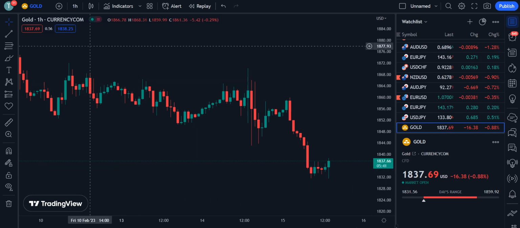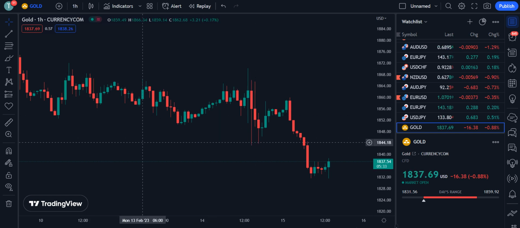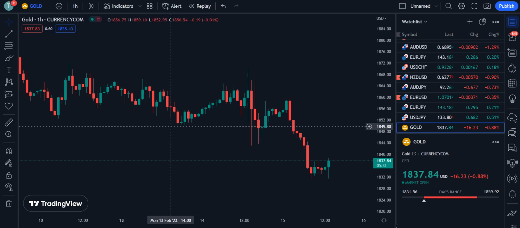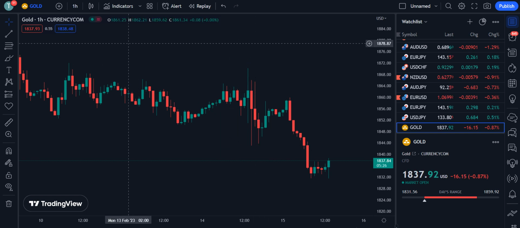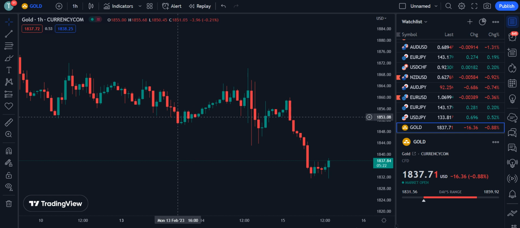Here I will tell you that we are going to use the 1 hour chart time frame. We can also use the 4 hours chart time frame, as this time frame has very stable market conditions for the gold trade. So I will be preferring to use the 1 hour chart here for gold trading.